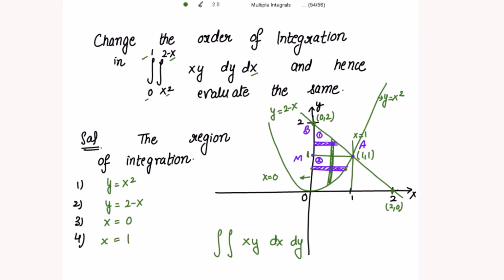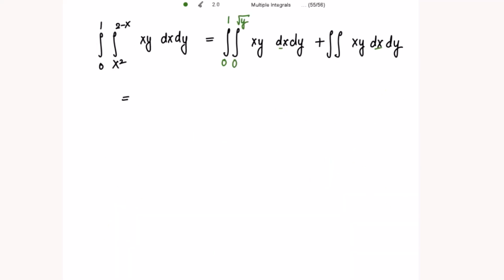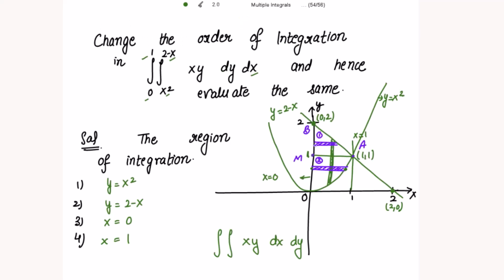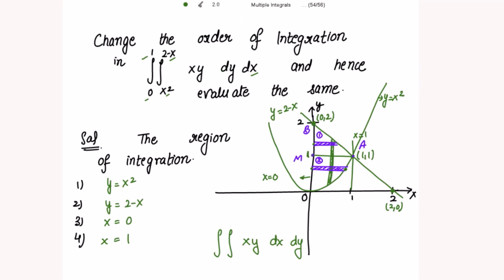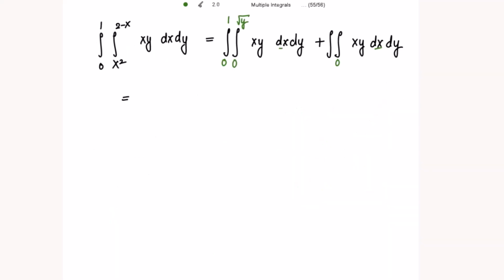Similarly, for the second region, this horizontal strip means x is varying. So first writing the limits for x: it starts from 0, here x is 0, and reaches this line. This line is y equal to 2 minus x. So the lower limit is 0 and here the value of x is 2 minus y. So writing here 2 minus y.